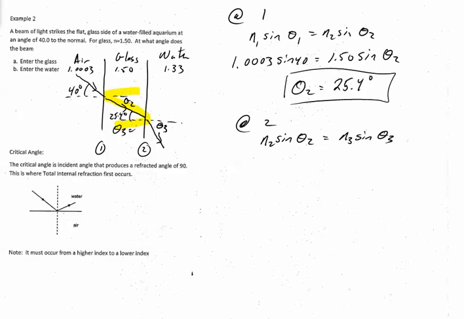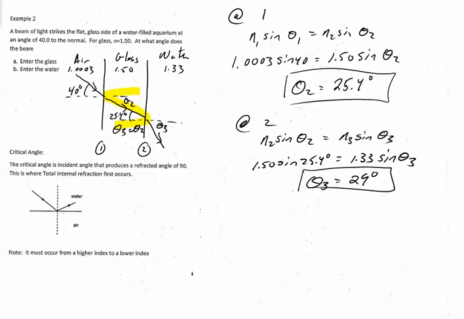So since these are equal, we've called that theta 2. Okay, so n2 is 1.50 sine, and those two angles are equal, so it will be 25.4 degrees, is equal to my new medium, which is 1.33 sine, and the angle it enters the water at. Again, I'll let you do the math, but you should find that theta 3 is 29 degrees. And that's what we expected. It bent away from the normal.